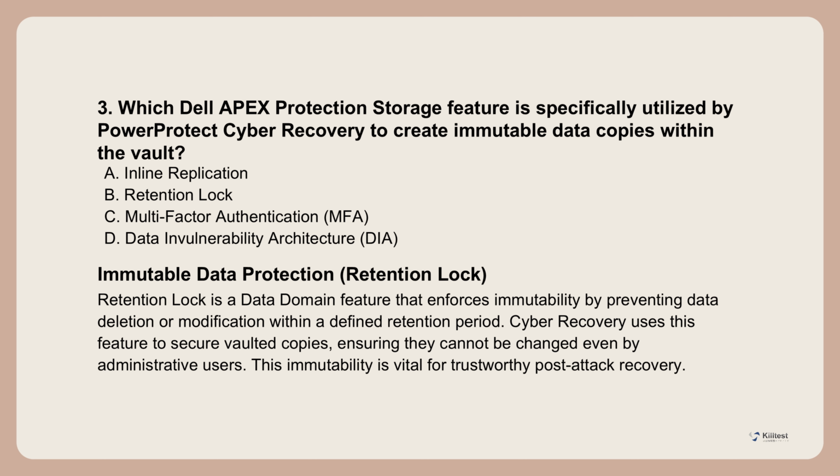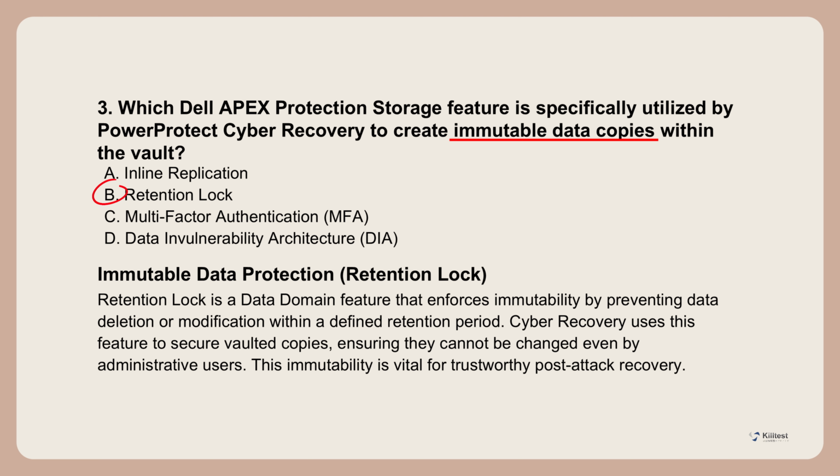Trustworthiness. So the data's made it across the air gap, it's in the vault, the door's locked. How do we know, absolutely guarantee, that copy hasn't been messed with? Technically, maybe even legally. Right. This is where retention lock comes in. That's the specific feature the protection storage uses. As soon as a backup copy lands in the vault and is processed, retention lock gets applied. And that makes it immutable.